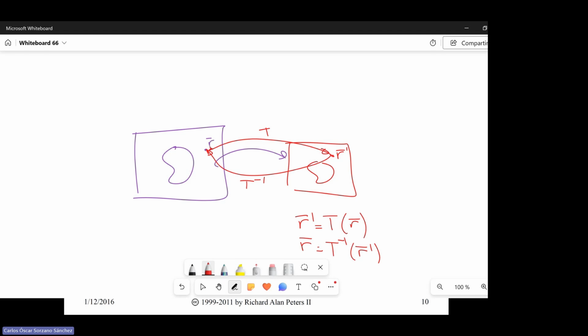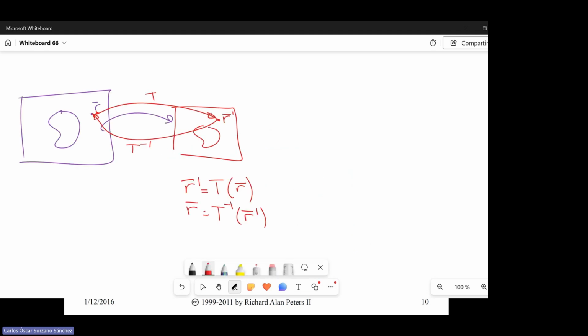So it is this transformation, the transformation we have chosen. In general, this transformation can be whatever, it can be any transformation. But we have chosen one that is a matrix multiplication: H R, where H is a matrix, and this is H minus 1 R prime.